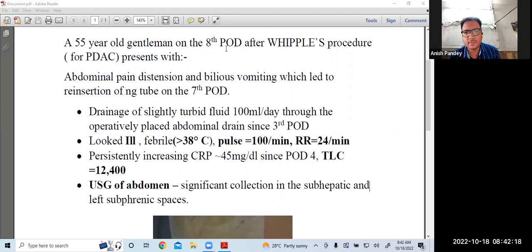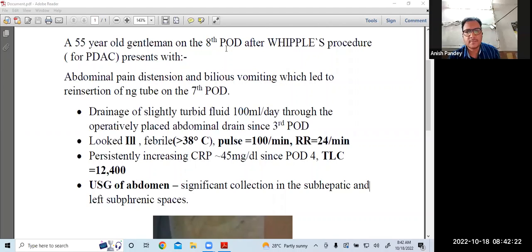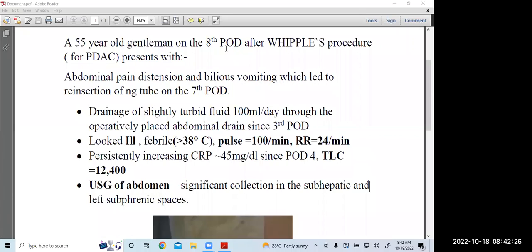Metabolic acidosis. Yes, metabolic. Why? So there is dehydration. Pancreatic juice has a very high content of bicarbonate. So these are lost, and that leads to the metabolic acidosis.